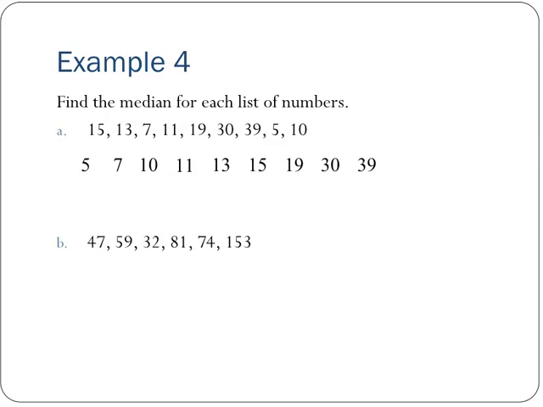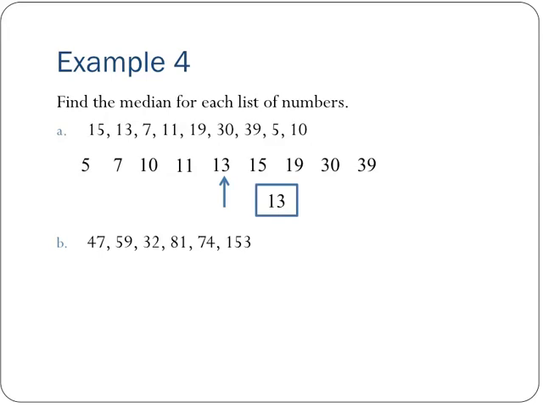Now for the middle entry, if you're crossing off numbers back and forth, that's fine. Just make sure you're crossing off the same number on both sides. So don't just continue crossing until there's one number left. You want to keep crossing until there's either 1 or 2 numbers left, making sure that there are the same number of numbers crossed out on the left and the right. All right, so the middle number here is 13, so the median is 13.